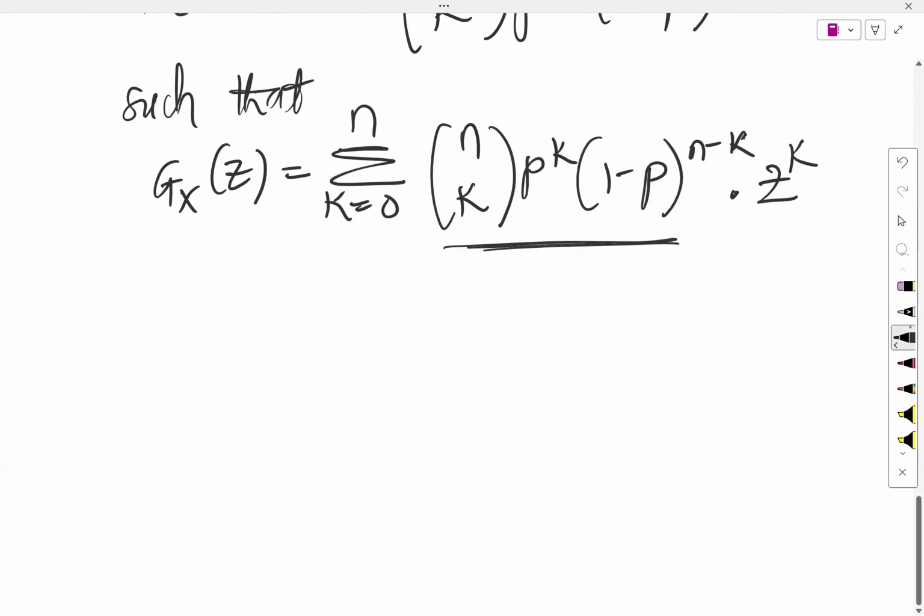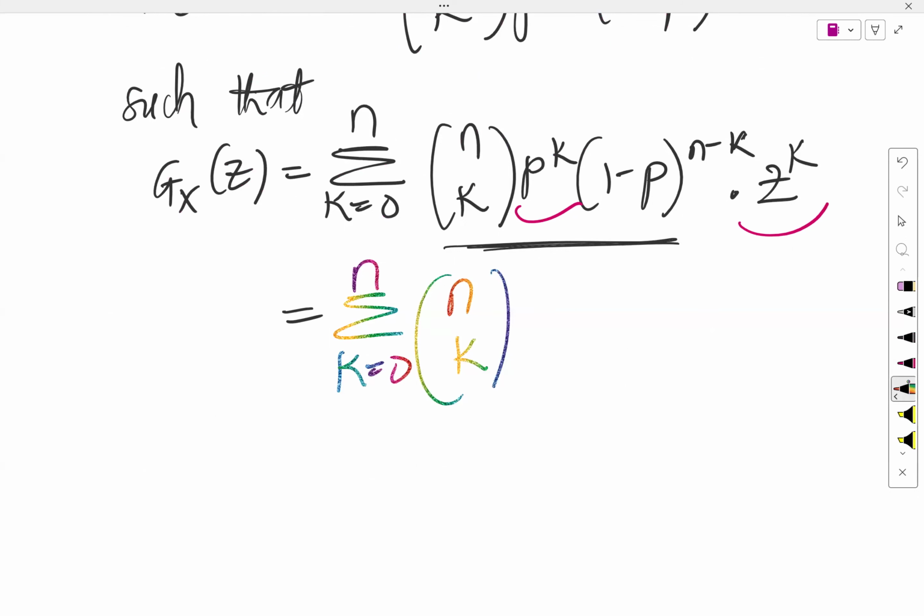We just need to tidy this up. You see p raised to power k and z raised to power k can go together. So we can say this is the summation from k equals 0 to n of n combination k, (pz) raised to power k, into (1 minus p) raised to power n minus k.